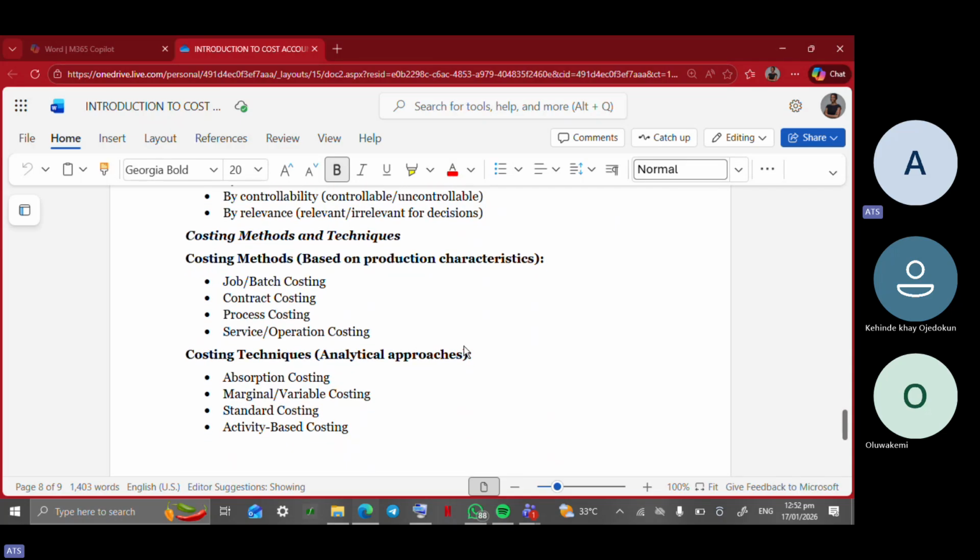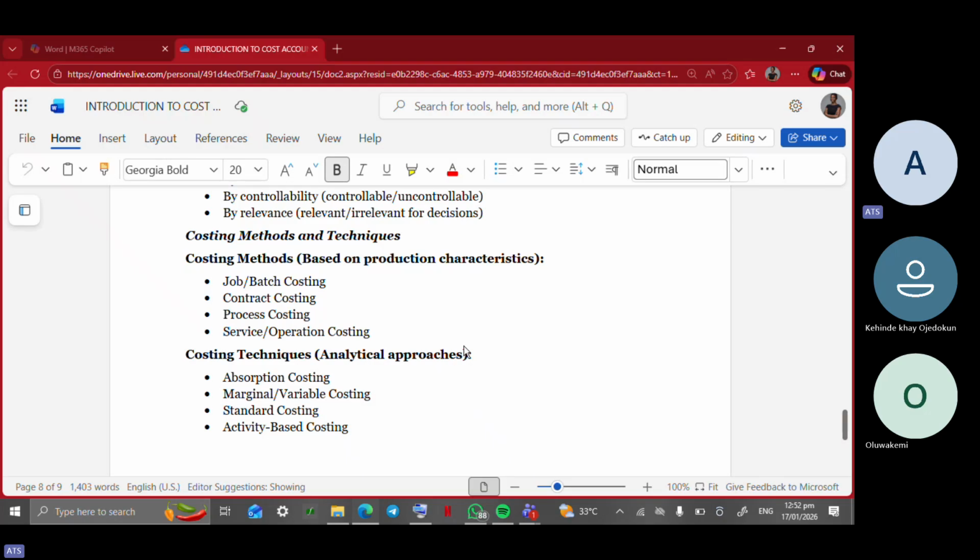Now, costing methods. As I mentioned earlier, costing methods depend on the characteristics of what your company is into. What industry are you in? Are you a service industry? Are you a product industry? What kind of costs do you incur, right? What kind of service or what kind of product do you render?